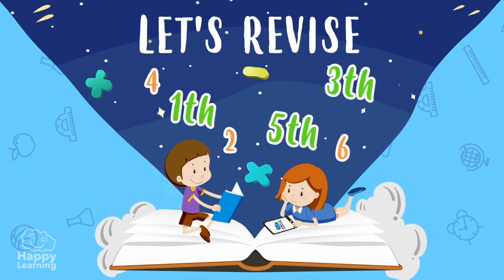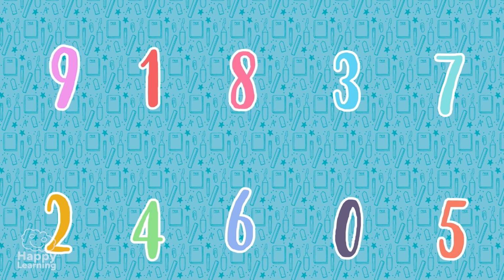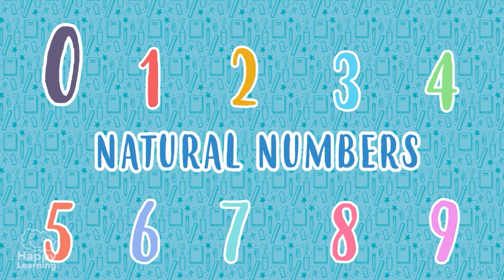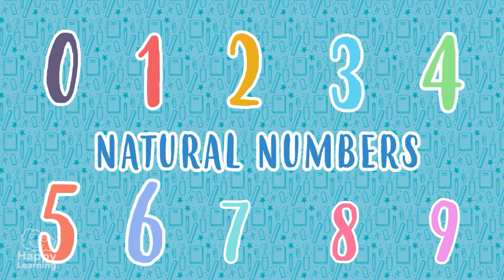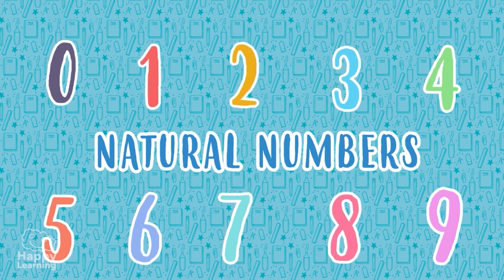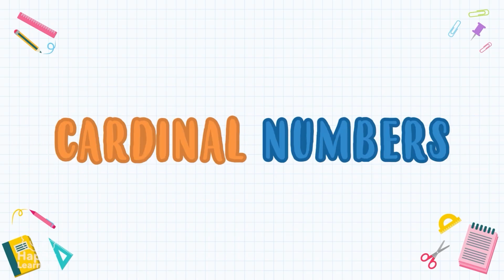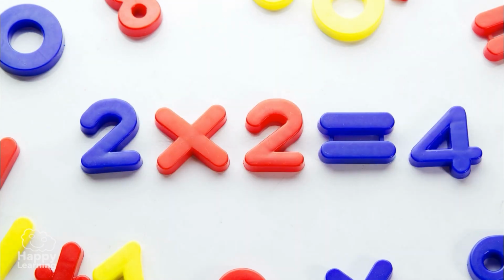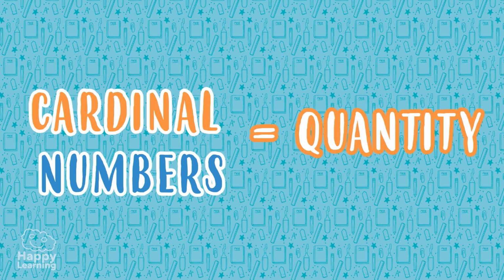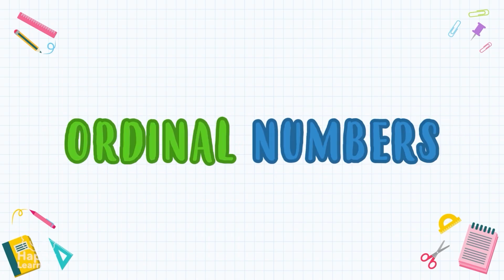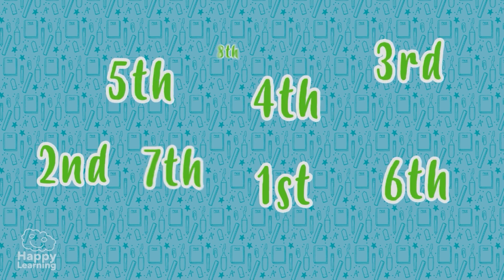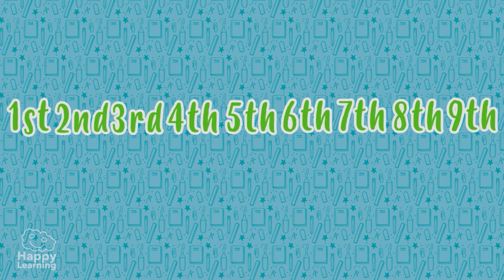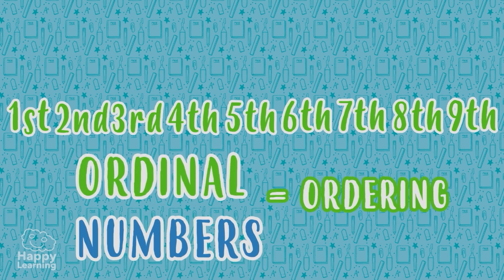Now let's review. Natural numbers are all numbers, and depending on how we use them, they can be cardinal or ordinal. Cardinal numbers are the ones we use for counting and for doing mathematical operations. They give us quantities. Ordinal numbers are the ones we use to order or to indicate the position of an element within a group. They are used for ordering.